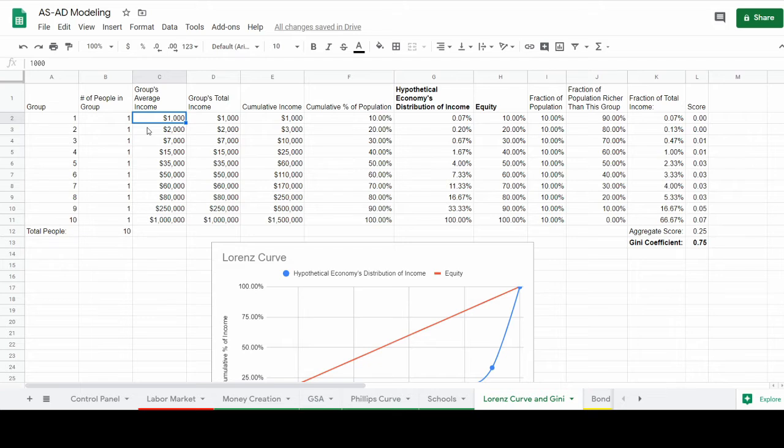In our 10 individual economy, the first thing that you have to do when you're building a Lorenz curve is to lay out all of your buckets of people in order from those making the least to those making the most. Again, this would be more complicated if we were doing this with multiple people in each group. But in this case, since they're all individuals, what we've basically done is taken all 10 people in our economy and laid them out, starting with the first person who only makes $1,000 in a year to the last person who makes $1 million in a year.